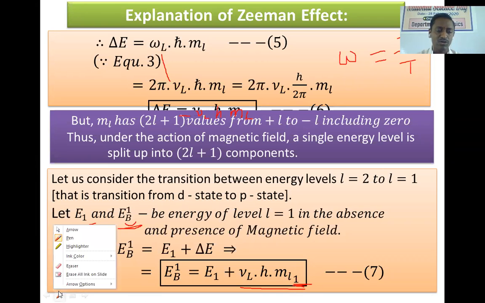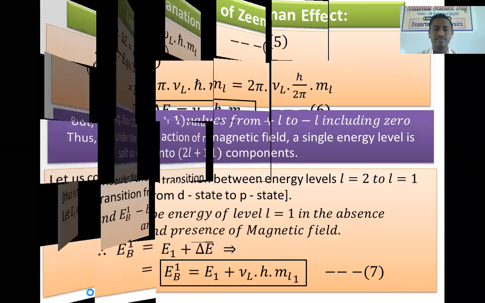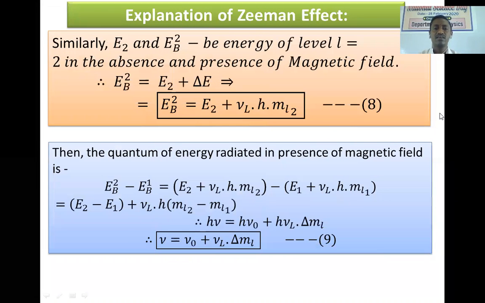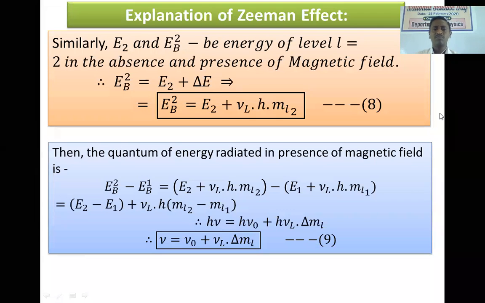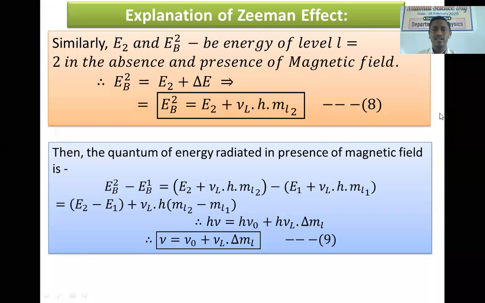Similarly, we can find out the energy for the second energy level, that is, the energy for the D level. So for that, let E2 be the energy of the L equals 2 level in absence of the magnetic field, and EB2 be the energy of the energy level L equals 2 in presence of the magnetic field.